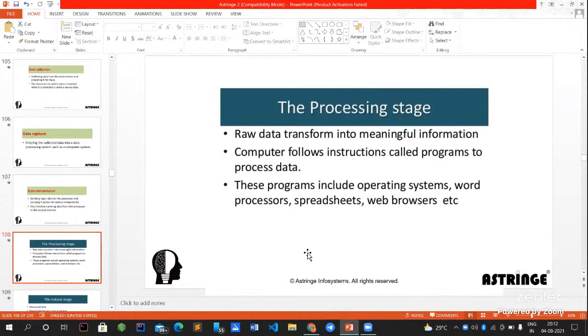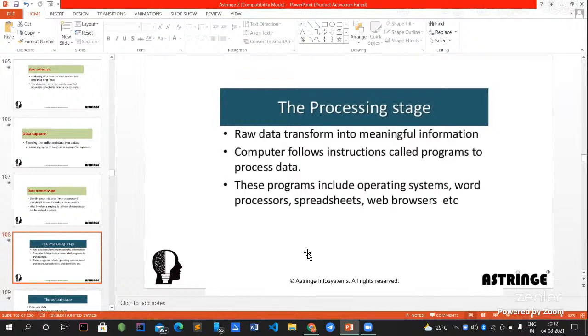Okay. Then further, the computer should have program instructions to run all your programs in the process data. Okay, and these programs include the operating system, the word processor, spreadsheets, and web browsers. Okay, and all of these are known as the data center. And all the operating programs are given with the operating system.